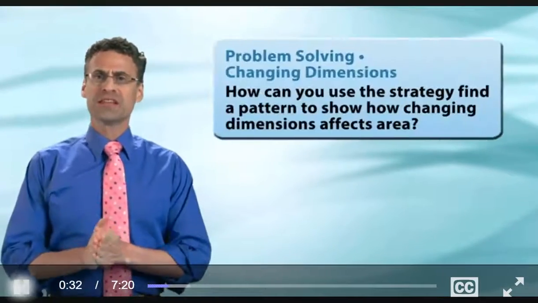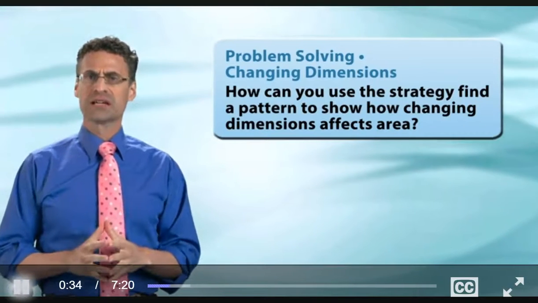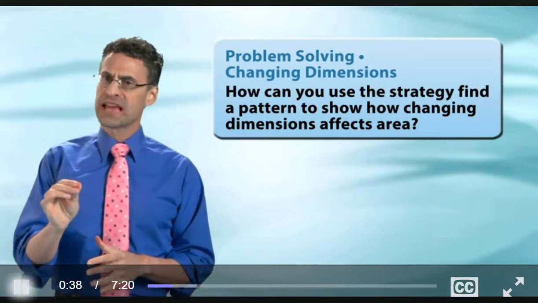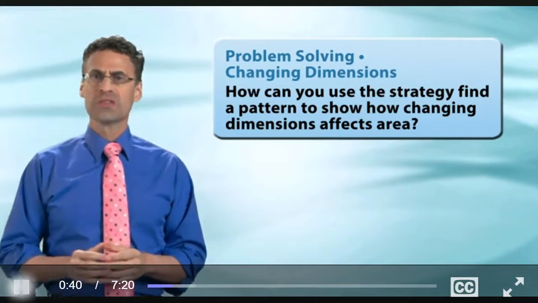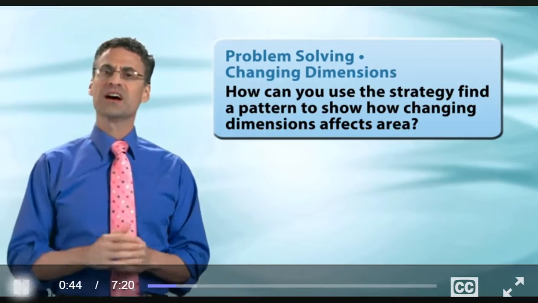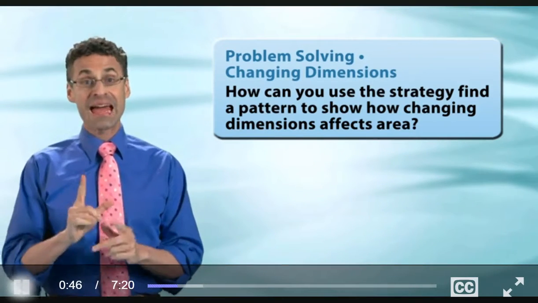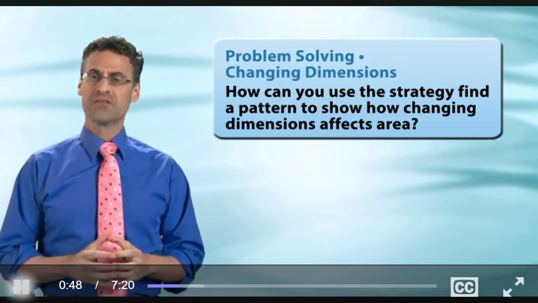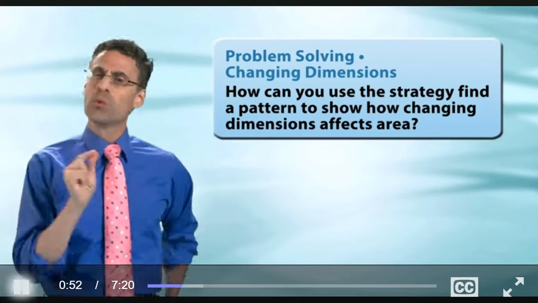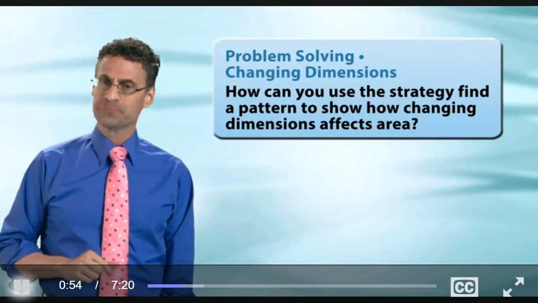So, Flynn County is a rectangle measuring 9 miles by 12 miles. Now, Gibson County is a rectangle with an area 6 times the area of Flynn County and having a length of 16 miles. Here's the challenge for us. What is the width of Gibson County?